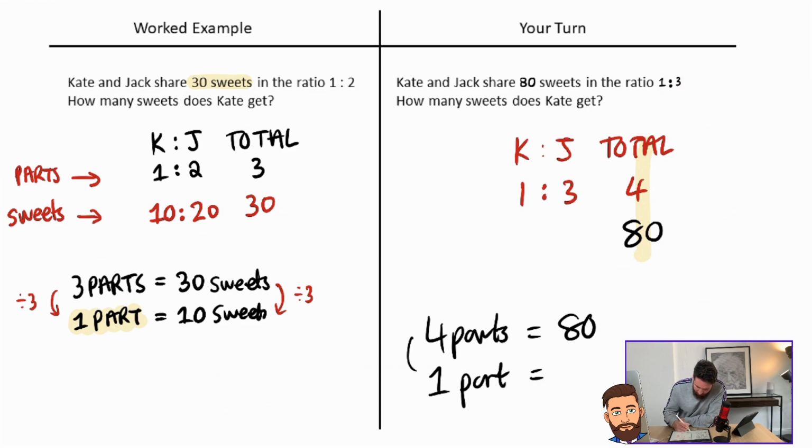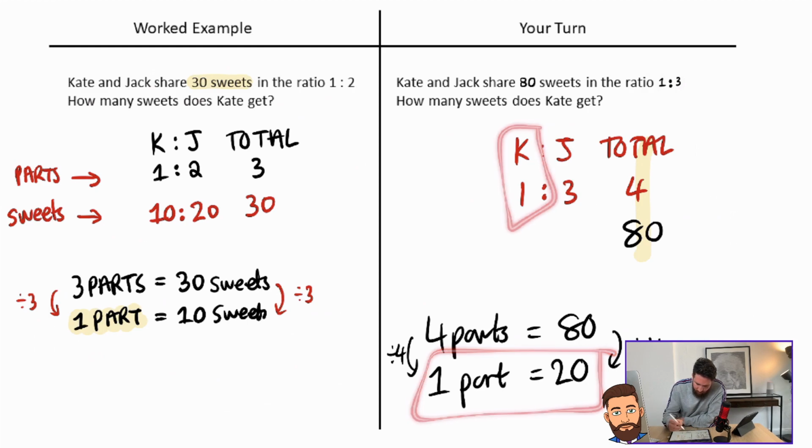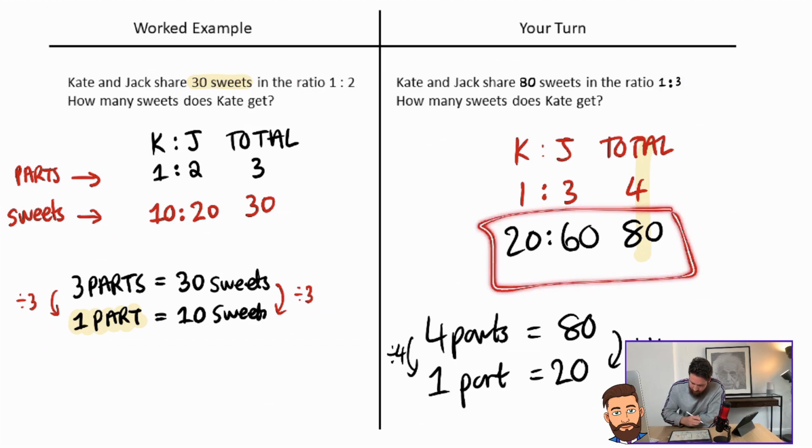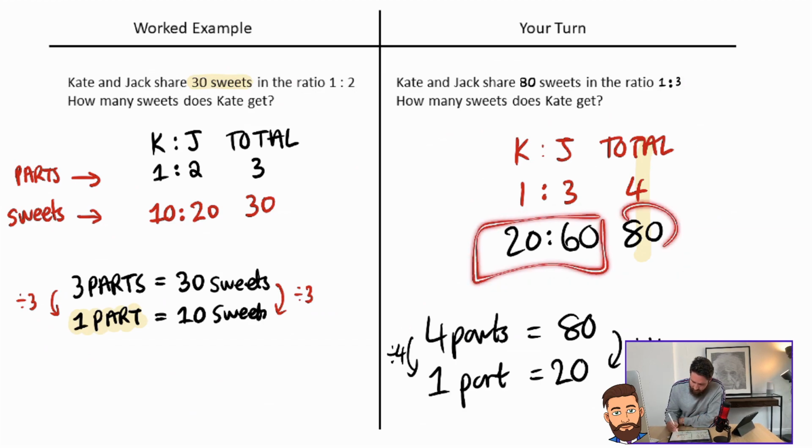1 part, well, if I divide both sides by 4 using the trick I mentioned earlier, how many 4s go into 80 would be 20. So 1 part is 20. Well, now this question is very easy. If 1 part is 20, Kate is getting 1 part, which would be 20. Jack is getting 3 parts, so 3 times 20 would be 60. And again, having a nice clearly laid out ratio shows me that 20 add 60 is definitely 80.